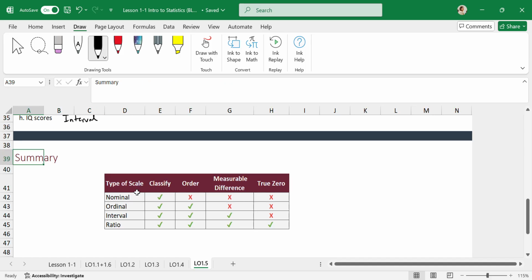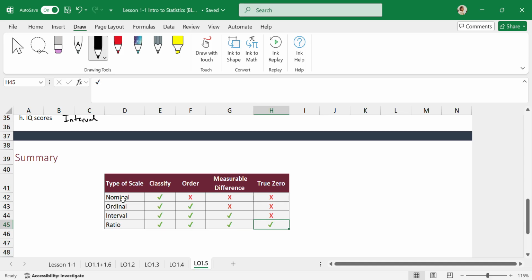The final thing at the bottom of this sheet is that you have a table that shows you the different characteristics. So for nominal data, it's just put into categories, nothing else. For ordinal, you can put it into categories and order it. For interval, it's a number. So you can classify it, you can order the numbers. They're numbers with a measurable difference, but they don't have a real zero. And for ratio, you get all four things. That's why it gives you the most information.